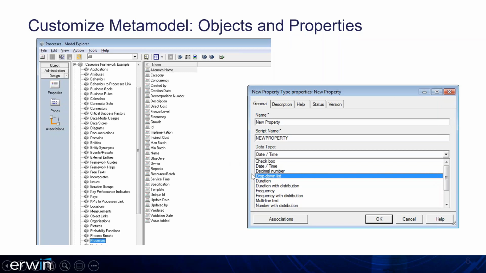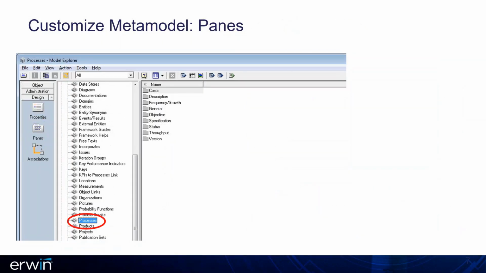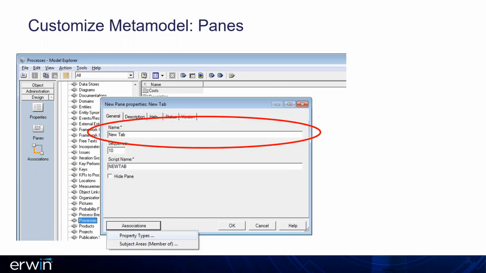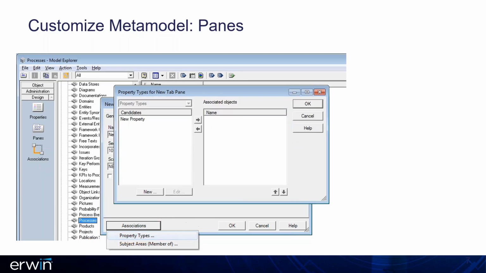You also get to choose the name of the property, which we can see right here. You get to see the name, the script name, and then the data type. And once you've made the selections, click on OK. And you will now choose a pane to put that on. So if we go back to panes, these are the existing panes. We can create a new pane or a new tab, call it New Tab, and then under Associations, go to Property Types. We can choose the property we just made called New Property, move it over to the right.